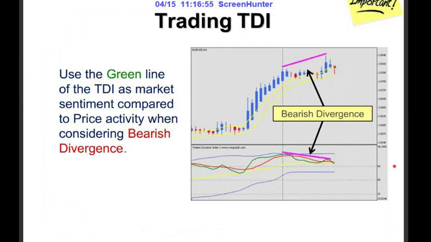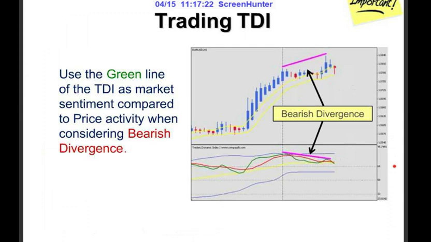But there's a comment here I want to make. Regular divergence is an indication, not a signal, but an indication that the market should reverse. Hidden divergence, on the flip side, is an indication for the market to continue in its direction. Not a signal that it's going to continue, but an indication of continuance in the market. Okay?